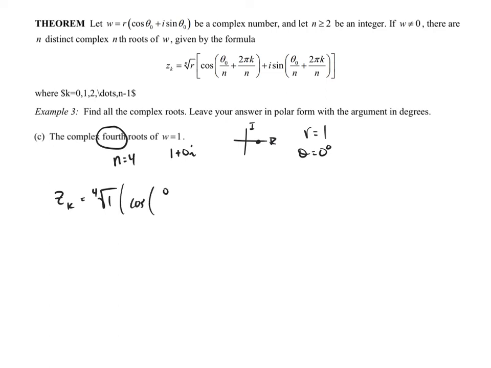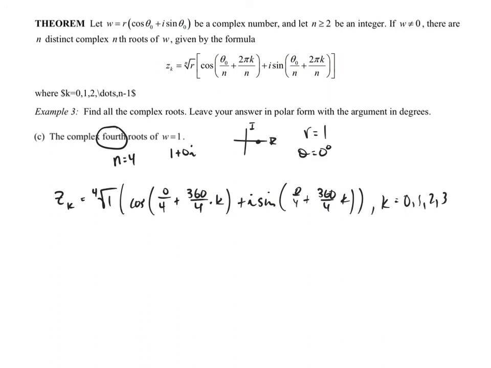Okay, so z sub k is going to equal the fourth root of 1 times the cosine of theta 0, well that's just 0 divided by n, which is 4, plus 360 divided by 4 times k, plus i times the sine of the same thing, 0 divided by 4 plus 360 divided by 4 times k. And then k is going to take on the values, since this is the complex fourth roots, 0, 1, 2, and 3.